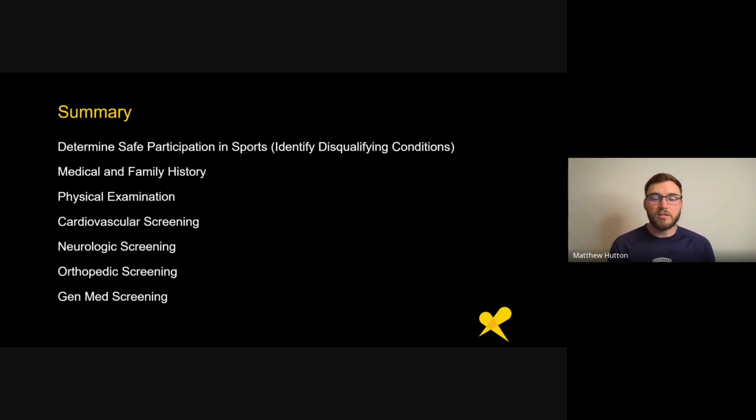That could entail things like X-ray, MRI, maybe some kind of cardiac follow-up, whatever it might be. Maybe it's a referral to a specialist. But whatever your findings are should direct your follow-up care. And then that should lead you to your injury or illness risk mitigation, and then also your ongoing care.